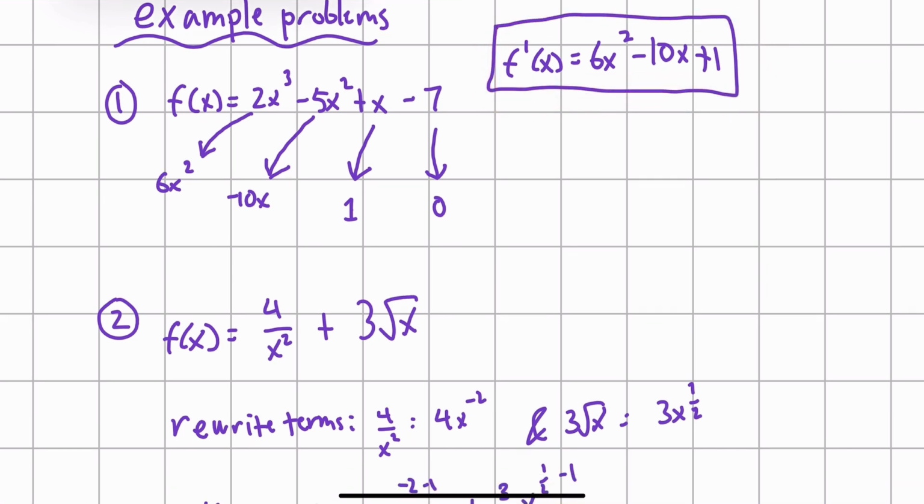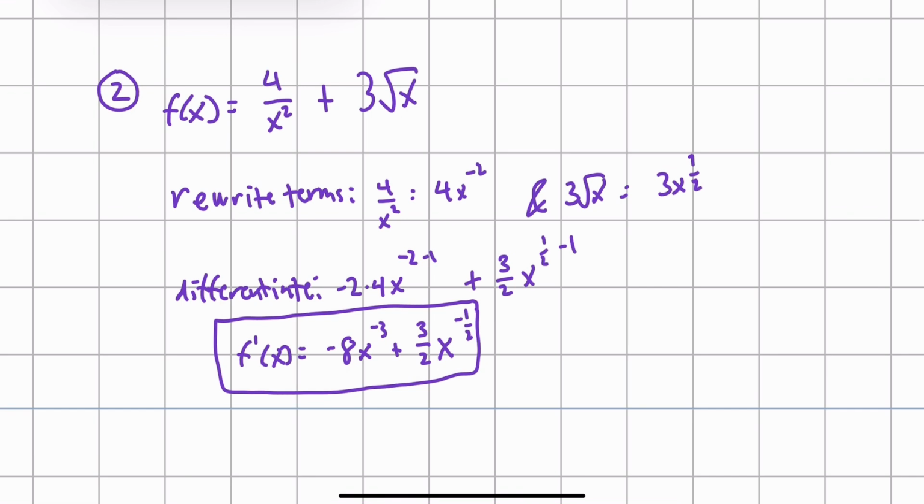Our next example is a little bit trickier. f of x equals 4 over x squared plus 3 rad x. This may look confusing, but it's actually pretty simple. What we first want to do is rewrite our terms. 4 over x squared, that's also equivalent to 4 times x to the power of negative 2. And 3 square root of x, that's the same as saying 3x to the power of 1/2. Once we rewrite our terms, it becomes very simple to differentiate.